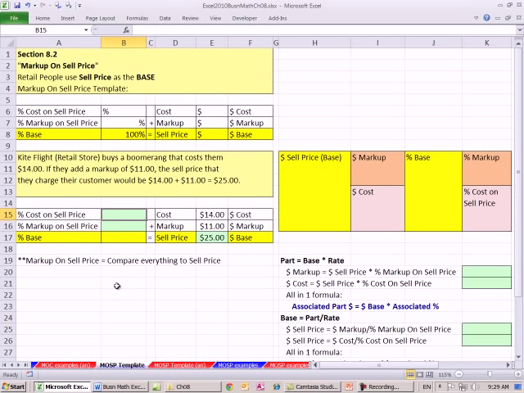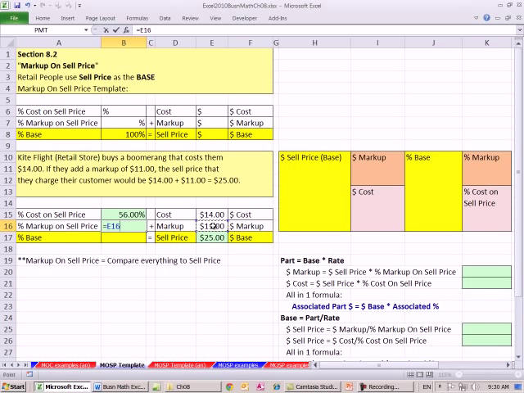All right, equals the cost divided by the base. Now, we don't need to use round because we're not calculating a dollar amount. So 56%. That means for every $1 that comes into the cash register, 56 pennies goes to the cost of the boomerang. All right, now let's do our next calculation.